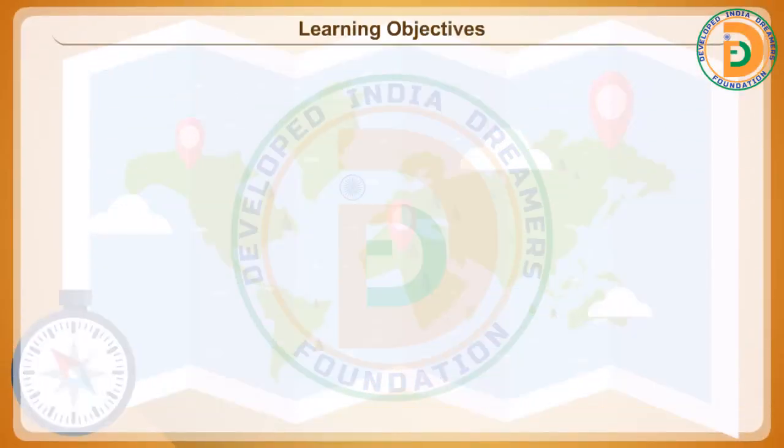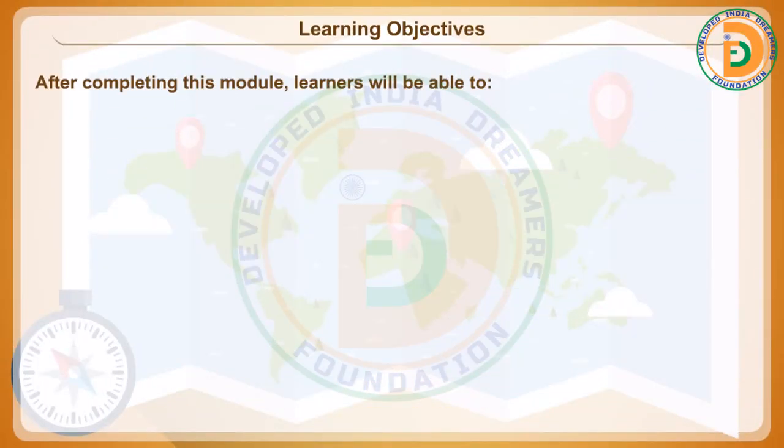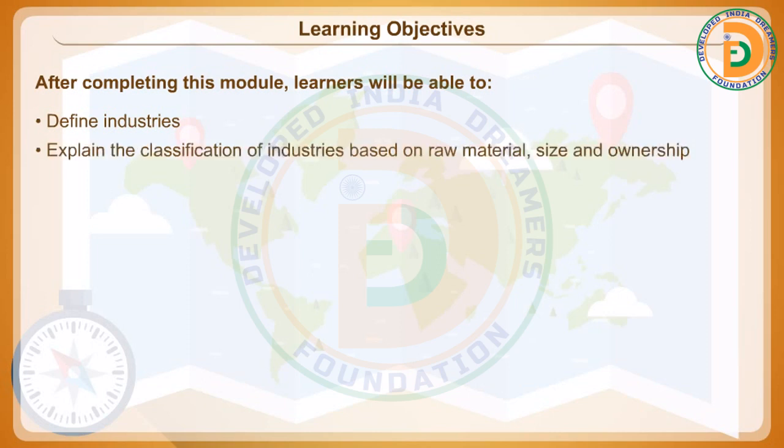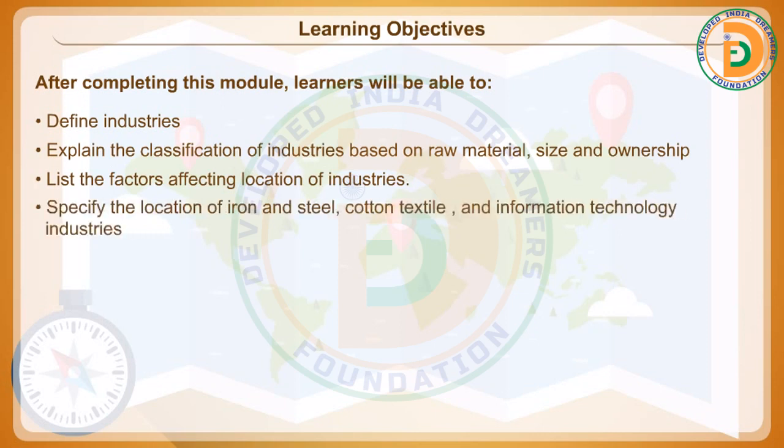Learning objectives. After completing this module, learners will be able to define industries, explain the classification of industries based on raw material, size and ownership, list the factors affecting location of industries, specify the location of iron and steel, cotton textile and information technology industries.